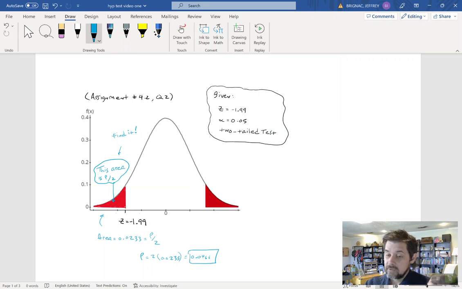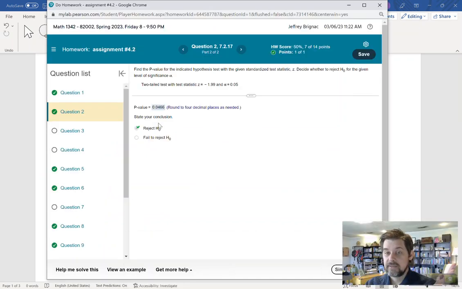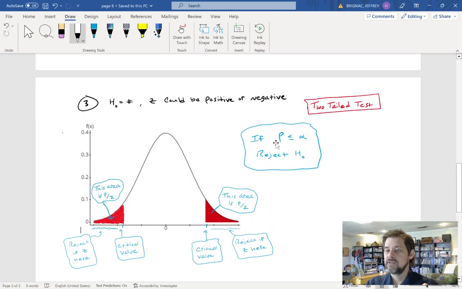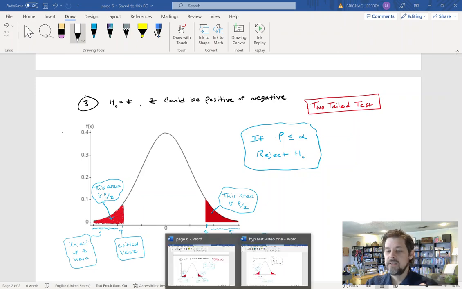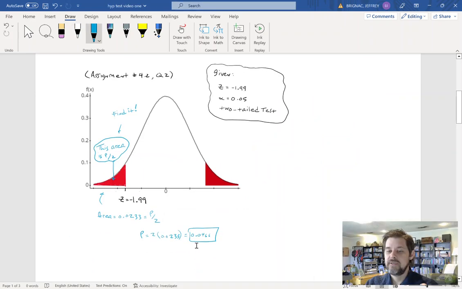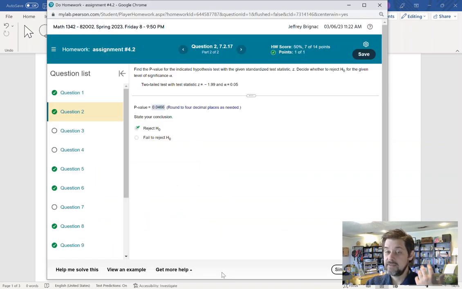Now, conclusion. What do we say? Ultimately in hypothesis testing, we're going to have this hypothesis, this claim about some scientific study of data, and we either reject it or we fail to reject it. And you notice that in all of my scenarios, if the p-value is less than or equal to alpha, then we reject. Okay? So in this case, I got P is 0.0466 and alpha is 0.05. So yeah, the p-value is less than alpha. All right. So that is the scenario where we reject the null hypothesis.